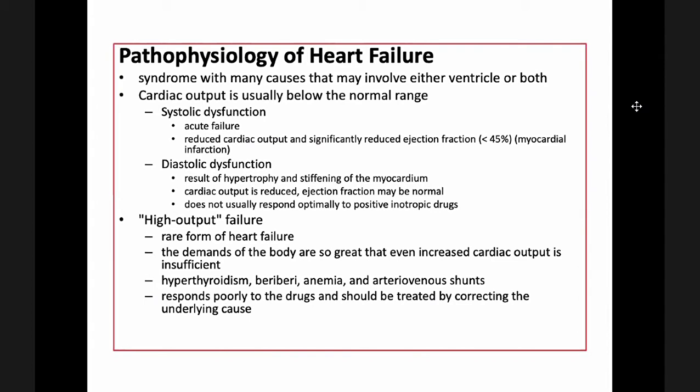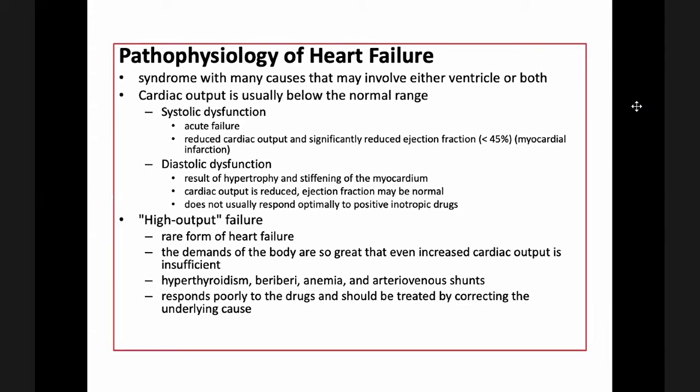So for diastolic dysfunction, this usually is a result of hypertrophy and stiffening of the myocardium. So the cardiac output here is reduced, and the ejection fraction, however, is normal. So it does not usually respond to positive inotropic drugs.